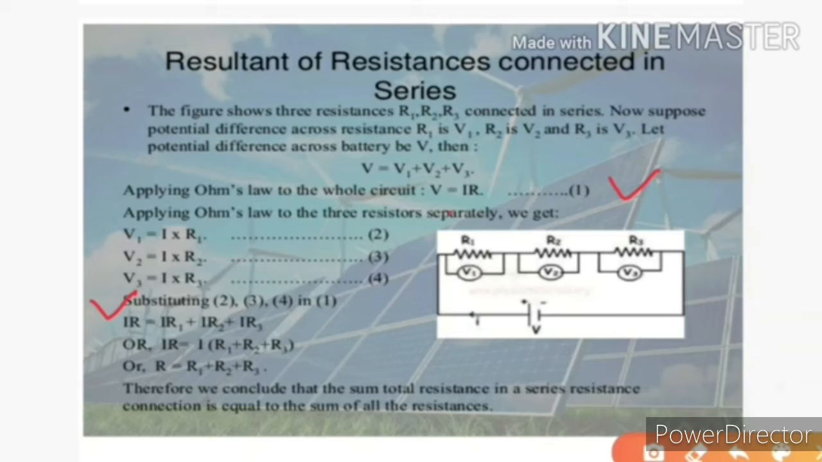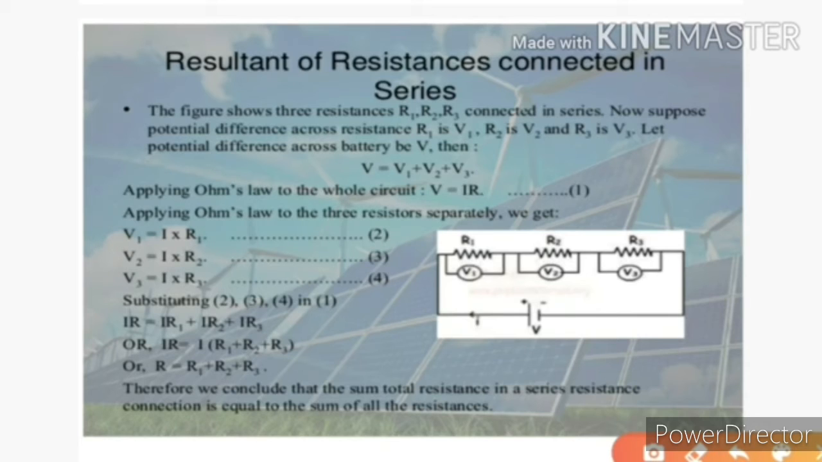So IR is equal to V1, and from equation 2, V1 is equal to IR1. So IR1 plus V2 is equal to IR2, plus V3 is equal to IR3. Sum all of these values. Now we get IR is equal to, take I common. So IR is equal to I common हो गया, then R1 plus R2 plus R3.